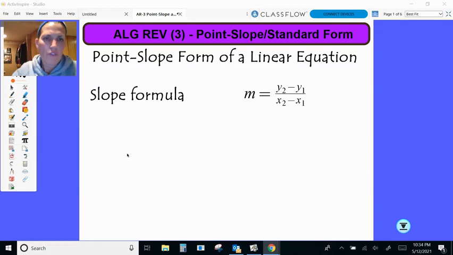Hey everybody, welcome back. We have our algebra review day 3. We're going to look at point slope and standard form of an equation. And again, this should be review. So if you're having a struggle with this, please let me know.